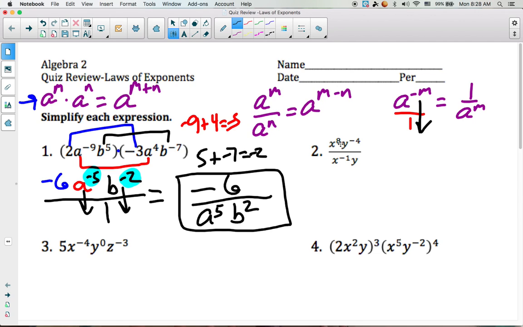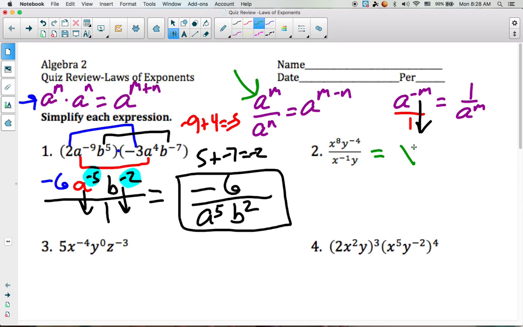Question number 2, we have x to the 8th, y to the negative 4 divided by x to the negative 1, y. And we're going to use this rule right here. When you divide the same base, your laws of exponents say subtract the exponents. And we're going to look at the x's first. We have x to the 8th divided by x to the negative 1.